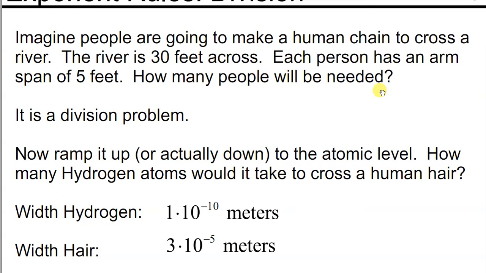Well, let's ramp it up, or actually down, to the atomic level. How many hydrogen atoms would it take to cross a human hair? So the width of a hydrogen atom is 1 times 10 to the negative 10 meters, and the width of a hair is 3 times 10 to the negative 5 meters. So how do I actually divide 3 times 10 to the negative 5, the width of the hair, by the width of an atom, 1 times 10 to the negative 10? That's what we're going to look at.